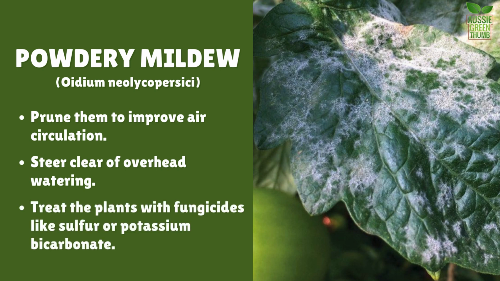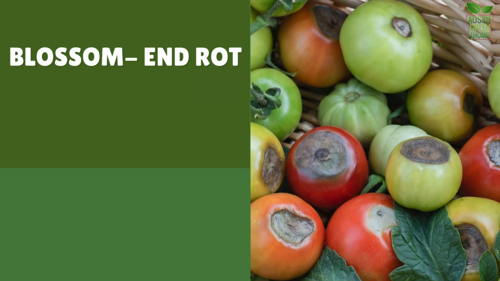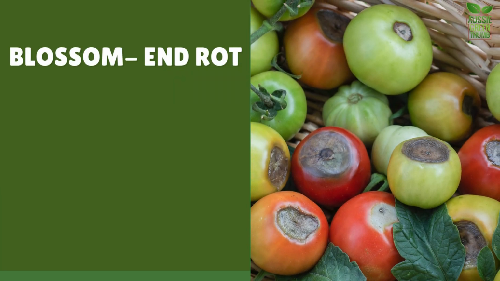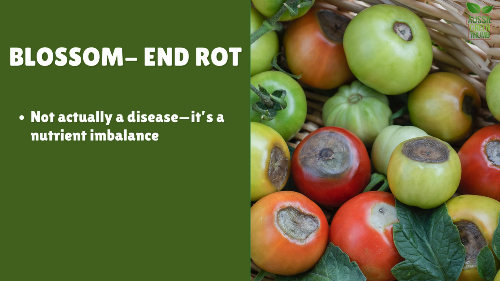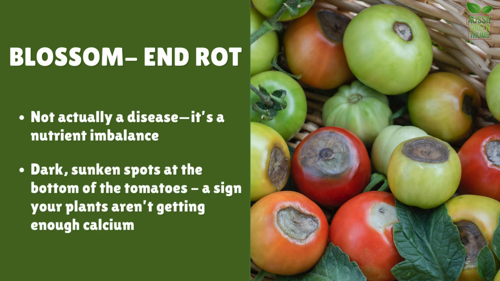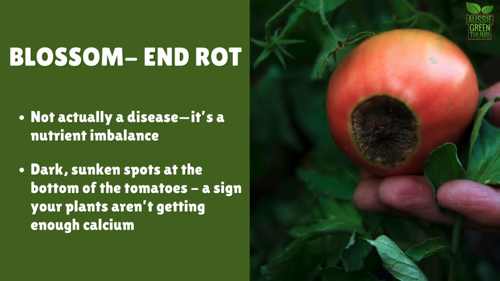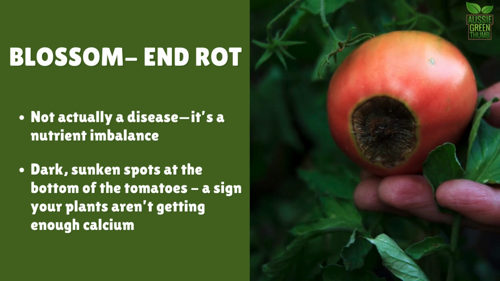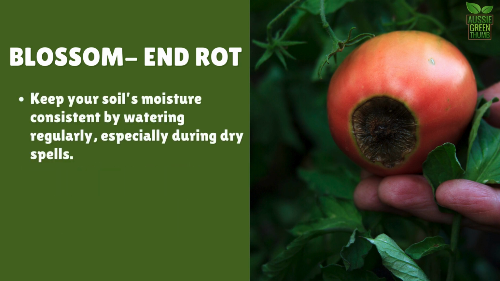Blossom end rot is one of the most common issues tomato growers face, and it's not actually a disease. It's a nutrient imbalance. You'll notice dark, sunken spots at the bottom of your tomatoes, and that's a sign your plants aren't getting enough calcium. To prevent it, keep your soil's moisture consistent by watering regularly, especially during dry spells.